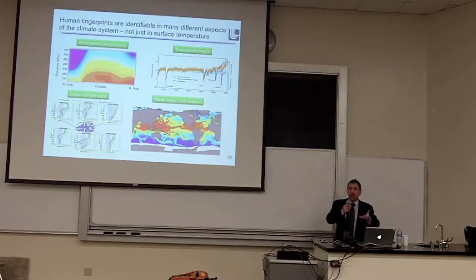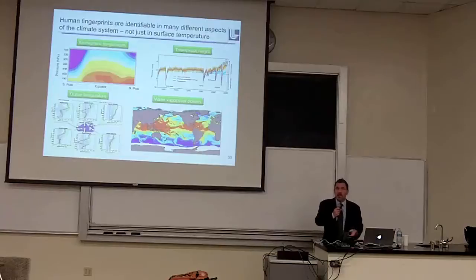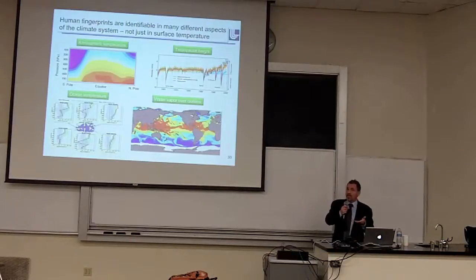You increase CO2, you warm the lower atmosphere and the surface, then for every 1 degree Celsius increase in surface and lower atmospheric temperature, you get about a 7% increase in water vapor. And that's exactly what we see.